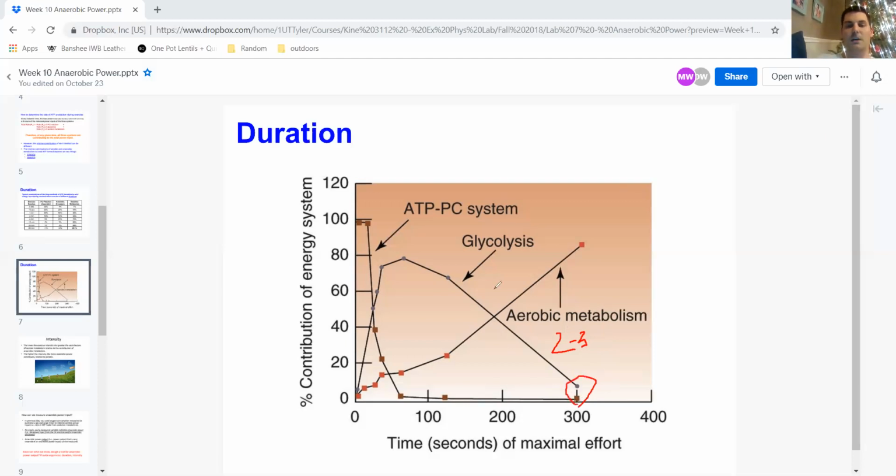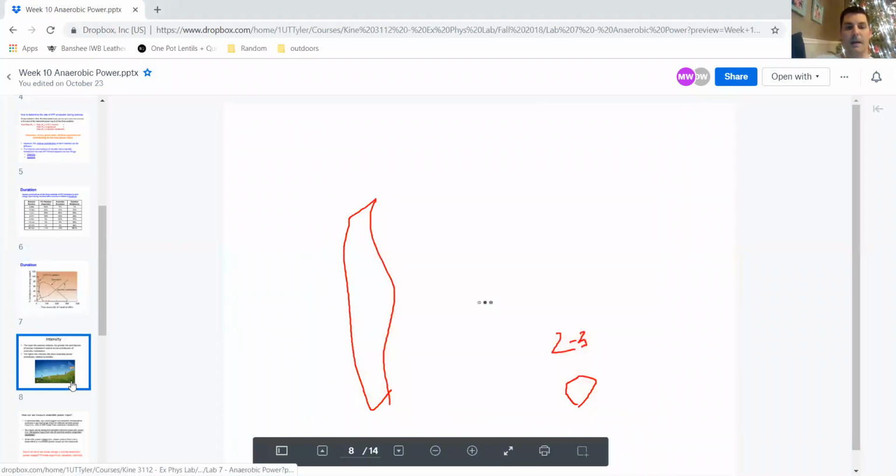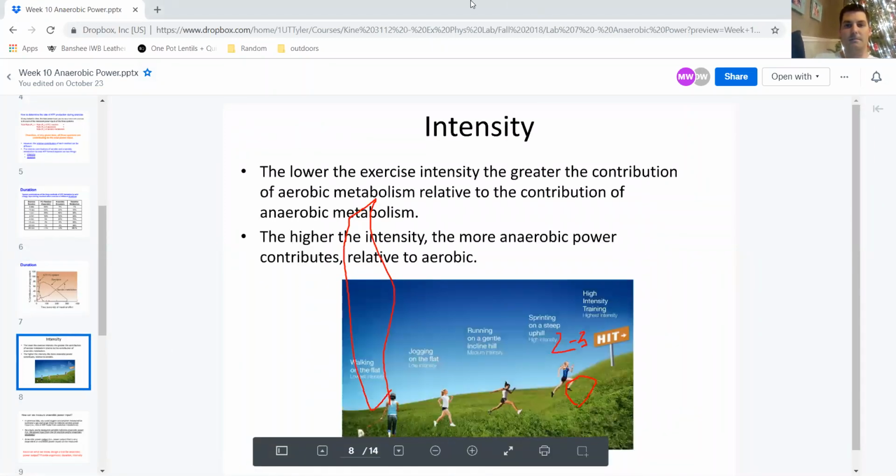So one of the first takeaways of that slide that we looked at is that the anaerobic systems, both phosphocreatine and glycolysis, provide a substantial amount of energy in short durations. The second slide we can look at is comparing intensity.